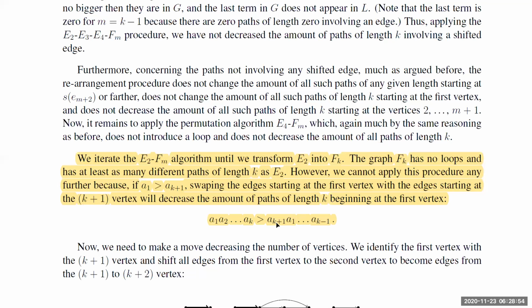But remember that we already assumed that A1 is strictly bigger than AK plus 1. So we arrive at the situation that, oh, sorry, something is wrong. I divide. So here I have AK left when I divide, and here I have AK plus 1 left when I divide.